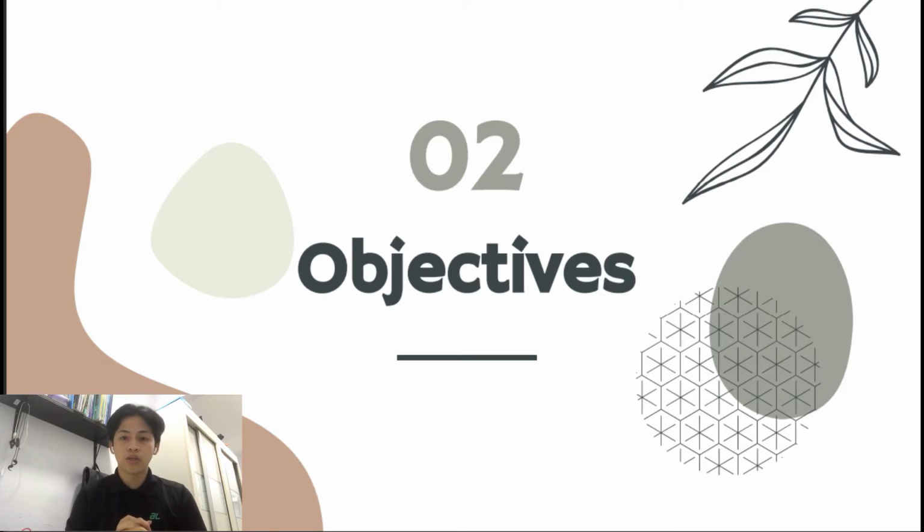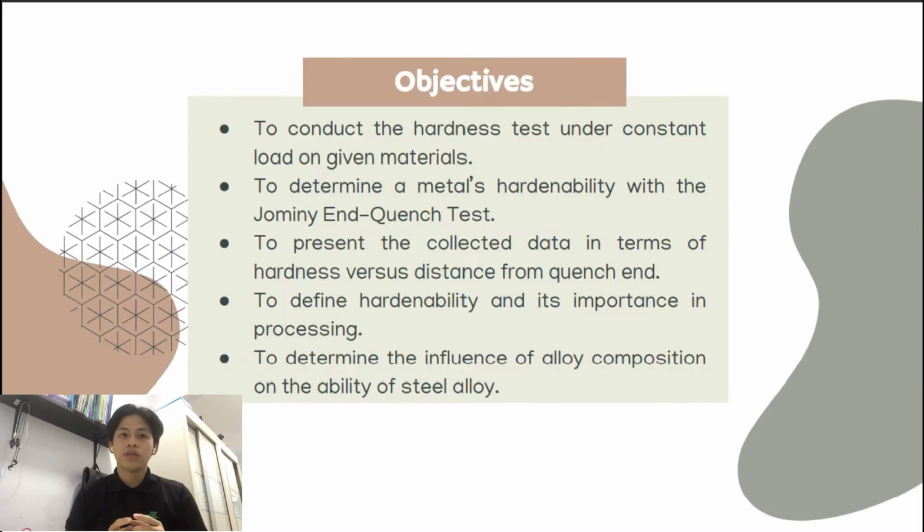And now I am going to talk about the objective of the hardenability test. First objective is to conduct the hardness test under constant load on a given material. Second, to determine metal hardenability with the Jominy end quench test. Third, to present the collected data in terms of hardness versus distance from quench end. Fourth, to define hardenability and its importance in processing. And the last objective is to determine the influence of alloy composition on the hardenability of steel alloy.